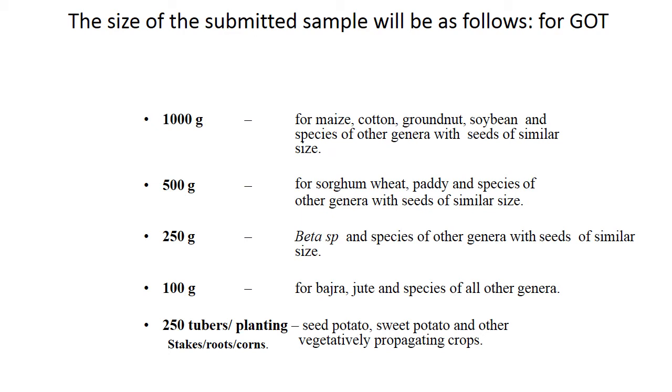A 500-gram sample is drawn for sorghum, wheat, paddy and species of other genera with seeds of similar size. 250 grams for beet species and species of other genera with seeds of similar size. 100 grams for bajra, jute, and species of other genera. 250 tubers, plantlets, planting stakes, roots or cones are given for seed potato, sweet potato and other vegetatively propagated crops.